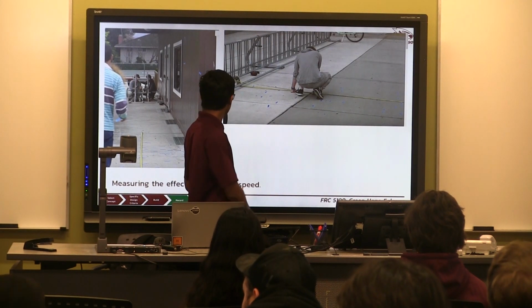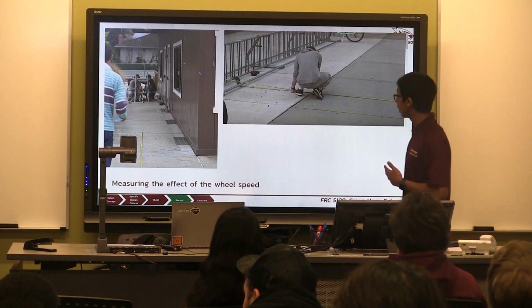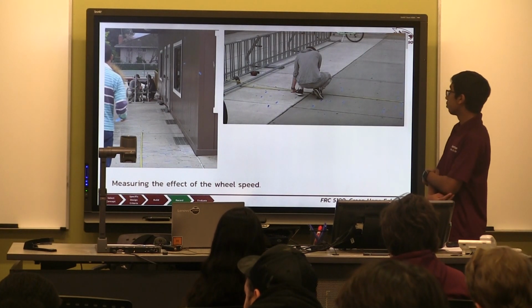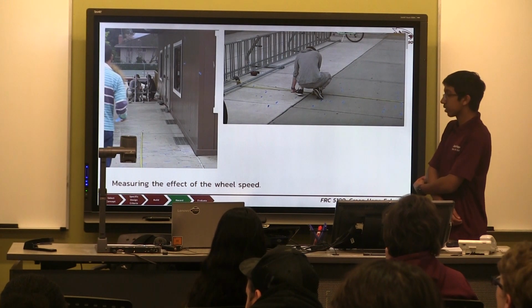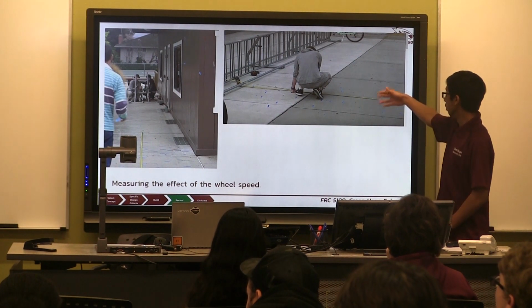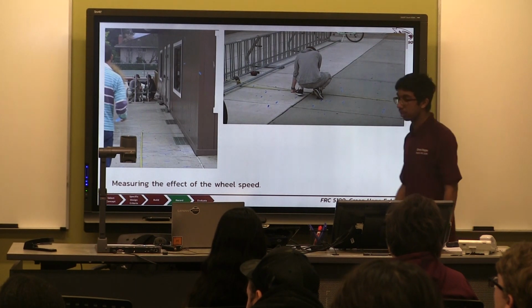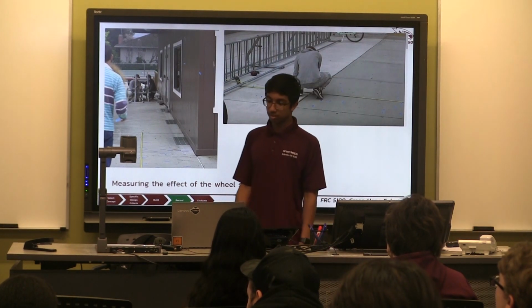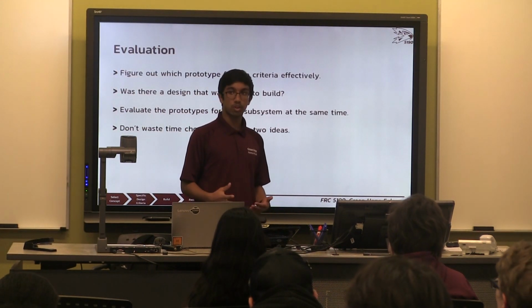We can see here a team called 971. This is how they tested their 2016 prototype, and basically what they did is they're measuring the effect of changing wheel speeds, and the blue tape marks represent how far the ball went based on changing the wheel speeds.